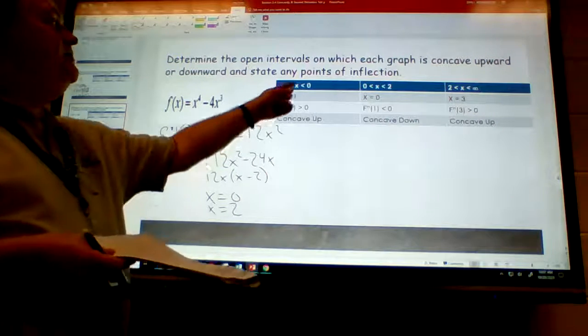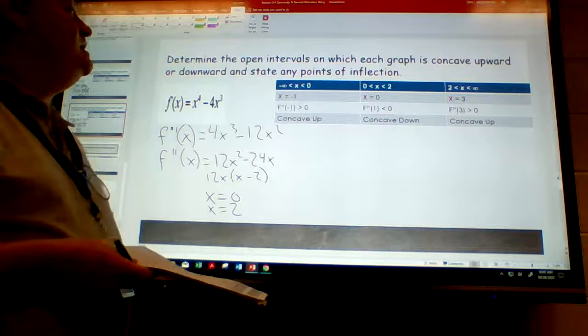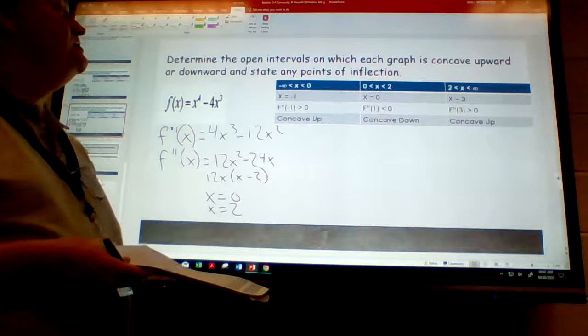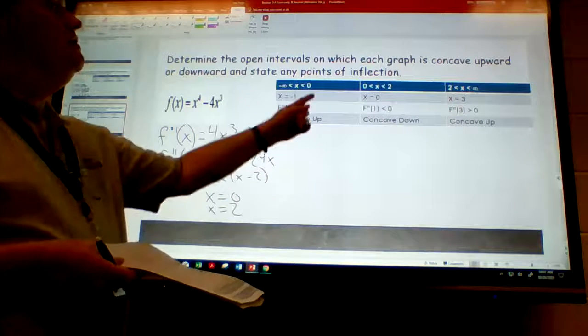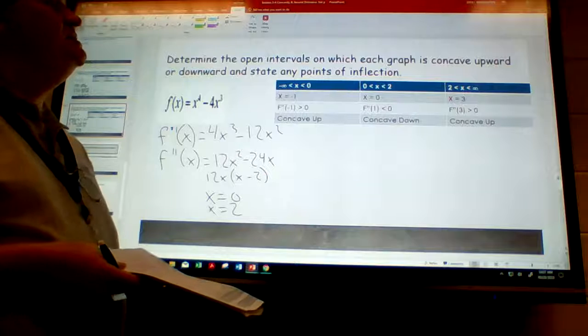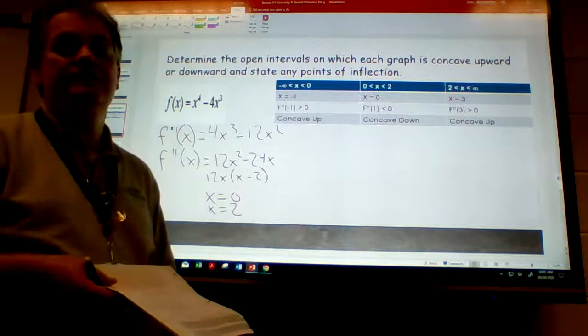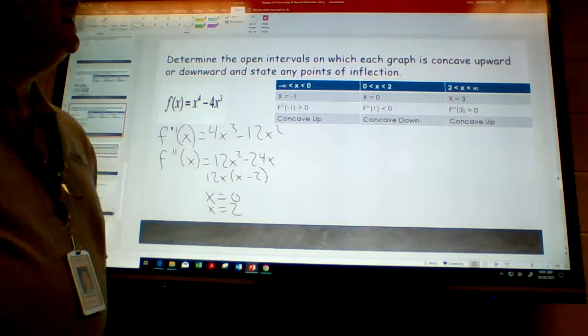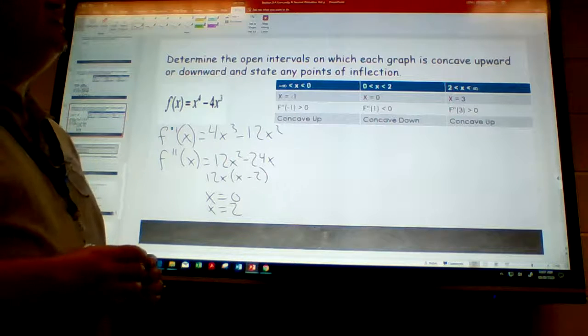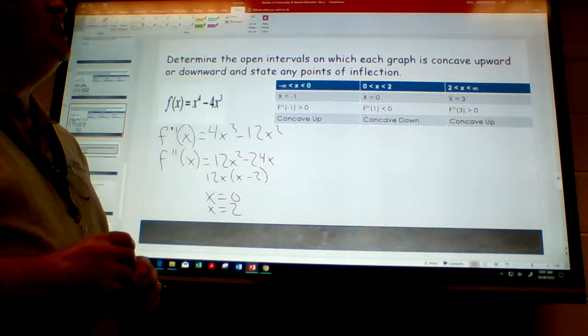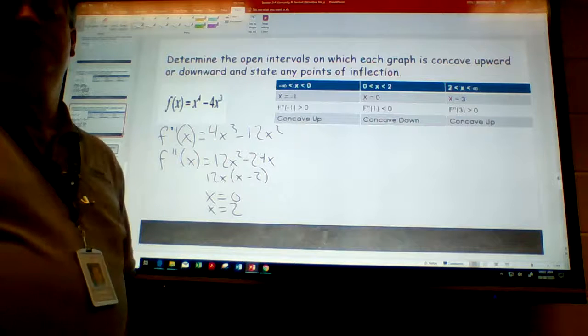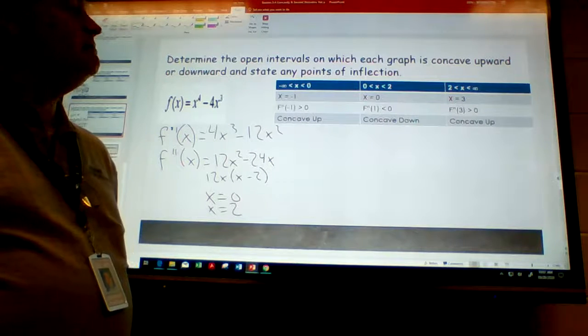From negative infinity to 0, f double prime is greater than 0, so therefore it's concave upward. From 0 to 2, f double prime is negative, so it's concave downward. And then finally, from 2 to infinity, f double prime is greater than 0, so therefore it is concave upward.